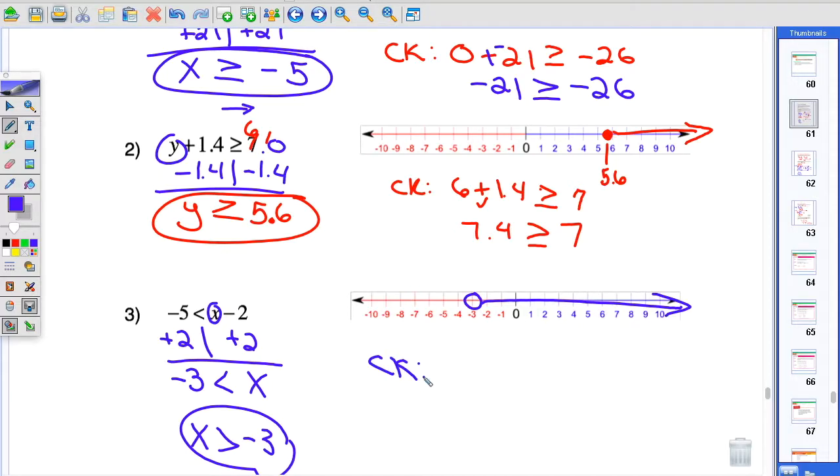To check it, we are going to substitute any number greater than negative 3. Let's pick 0 because it's nice and easy. Negative 5 less than 0 minus 2.